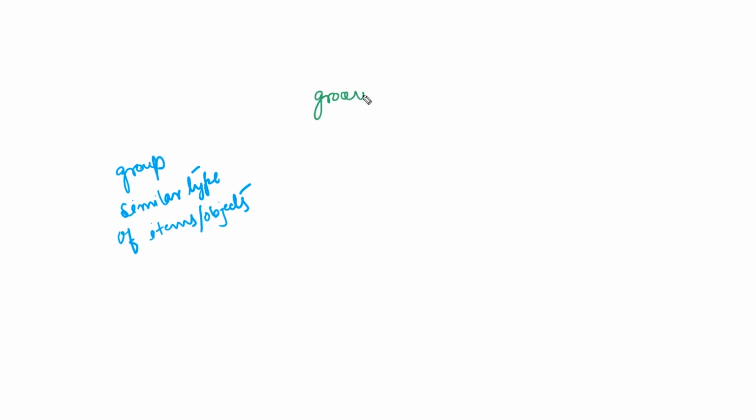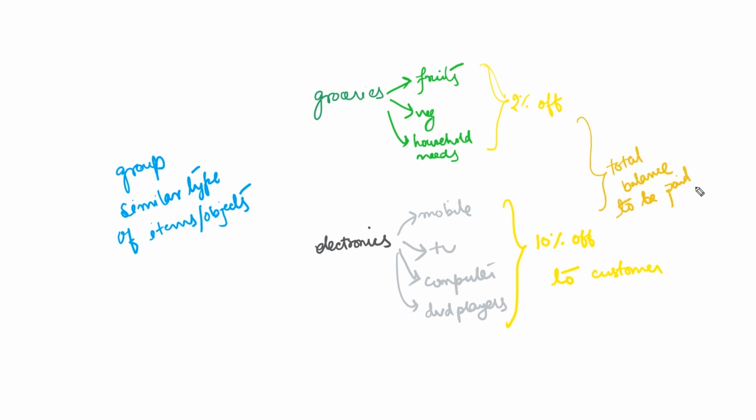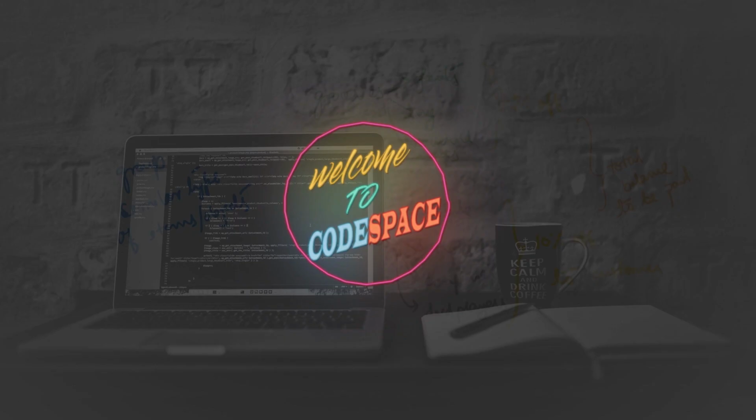As for example, instead of providing offer to particular fruit or vegetables, we can club them together and offer 10% for electronics and 2% discount on groceries, and then combine together and populate the total balance. Let's jump into code and check how to implement it in Java.